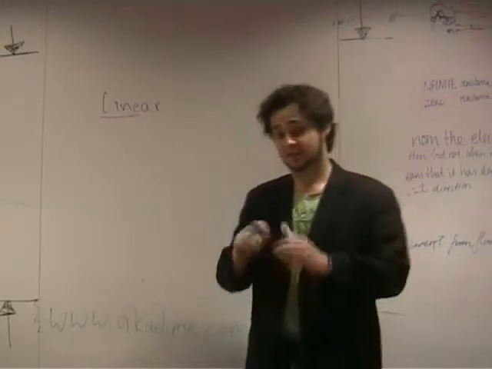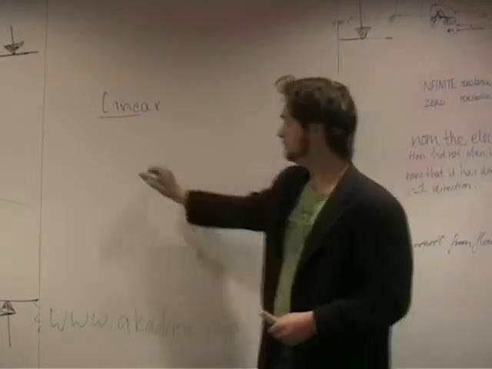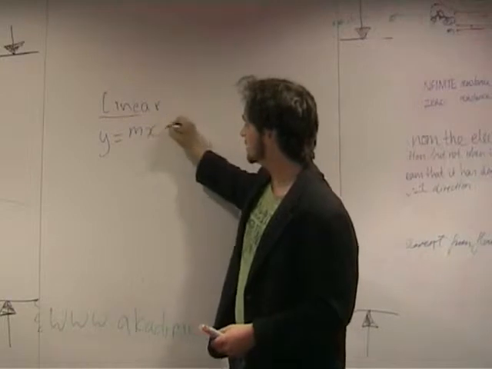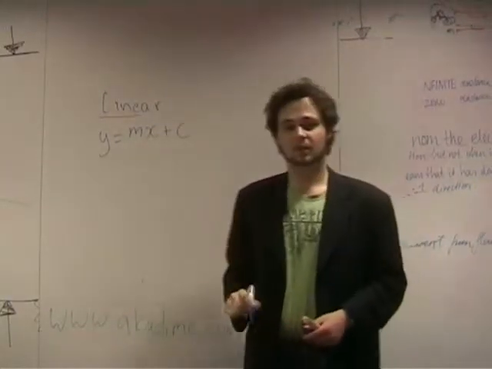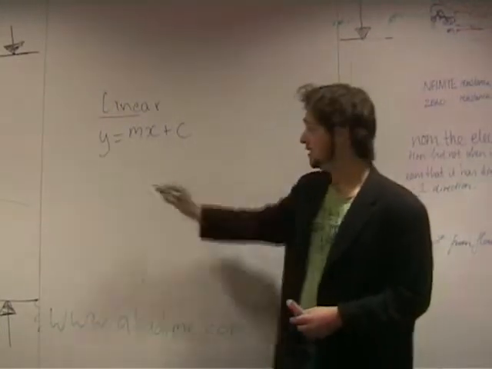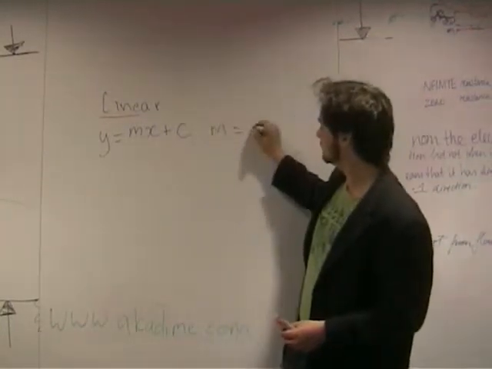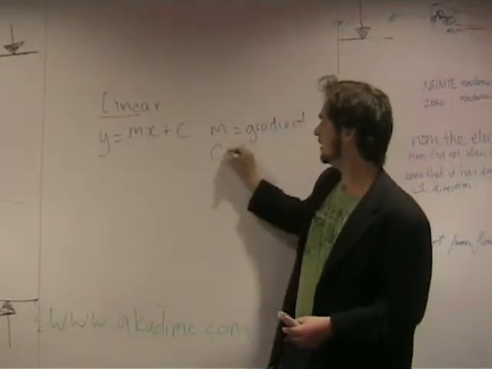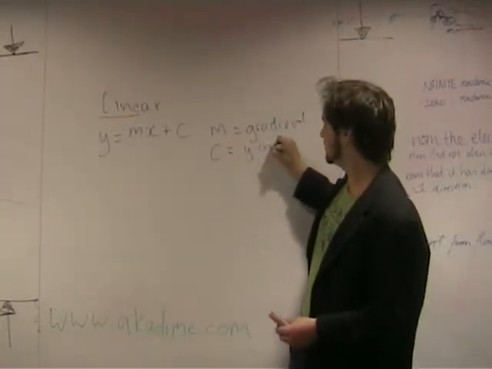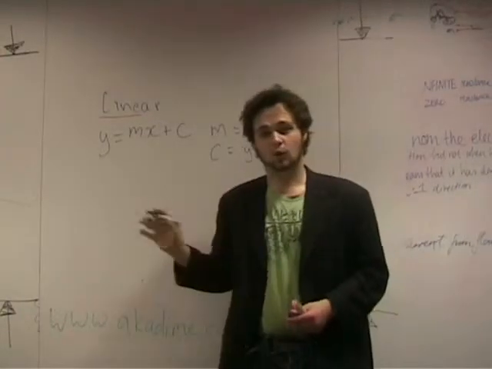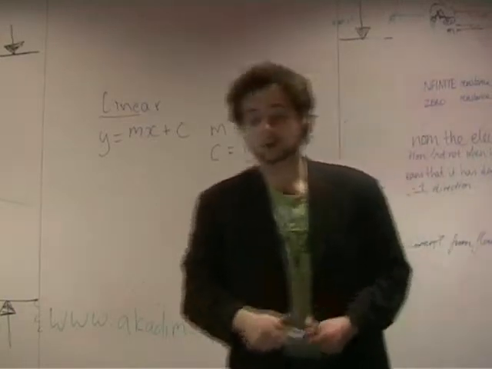They all have a similar form, and that's y equals mx plus c. Y equals m times x plus c, where m is the gradient, and c is the y-intercept. Okay? They're all like this. But don't take my word for it, we'll do a few examples.